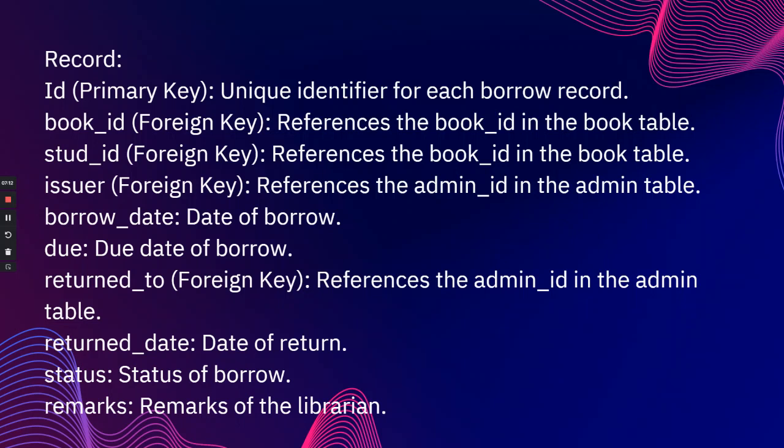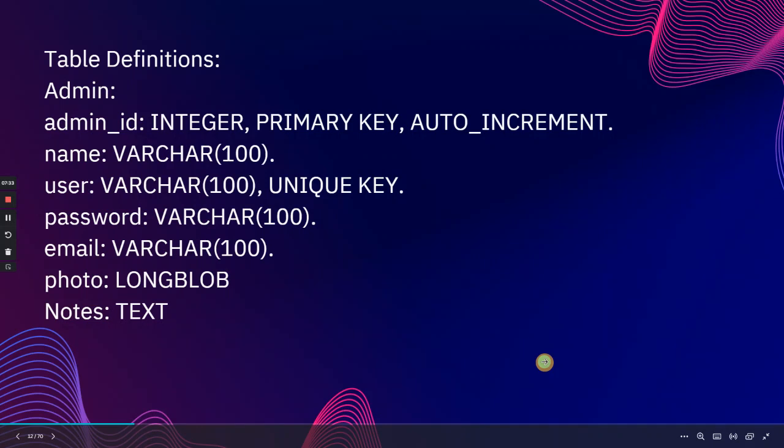Borrow date, of course, is the date of borrow. Due date, due date of borrow. Return to, it's a foreign key, references the admin ID in the admin table. Return date, date of return. Status, status of borrow. Remarks, remarks of the librarian.